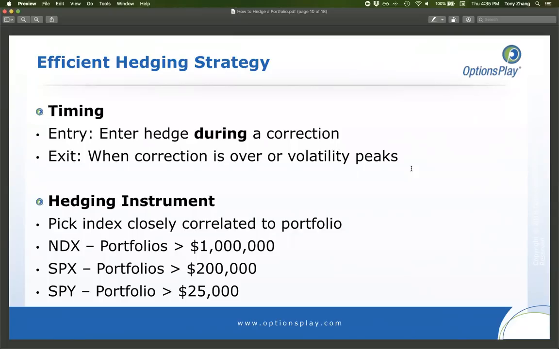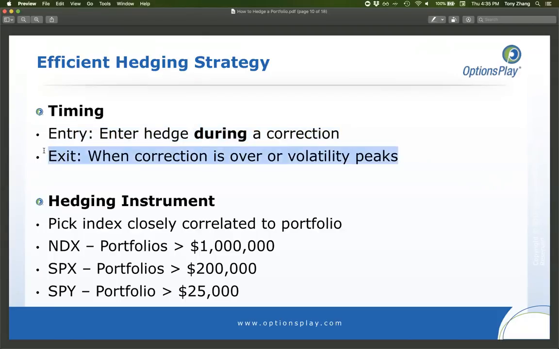How do you actually do it efficiently? There's a few different things that we want to look into. Number one, we have to make sure that you do the timing correctly. From my perspective, because of how expensive it is to buy a portfolio hedge, as far as entry goes, it actually makes sense to be a little late and enter the hedge during a correction, as opposed to trying to anticipate a correction. Because if you're anticipating a correction, you're effectively paying for insurance during a time that you may not need it. And that will cause a huge drag on your portfolio.